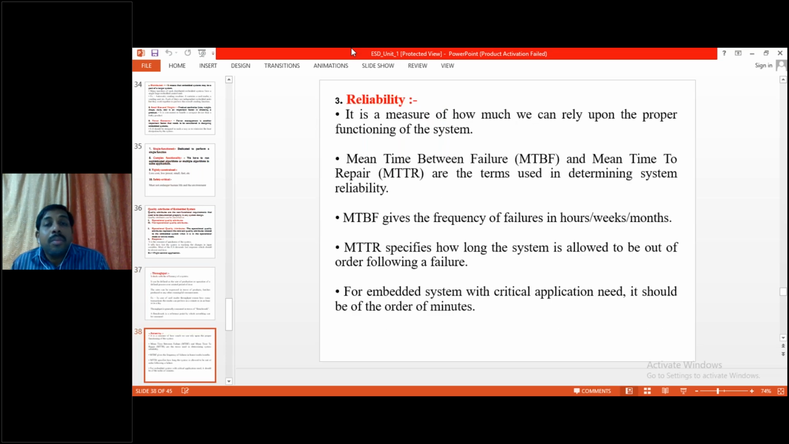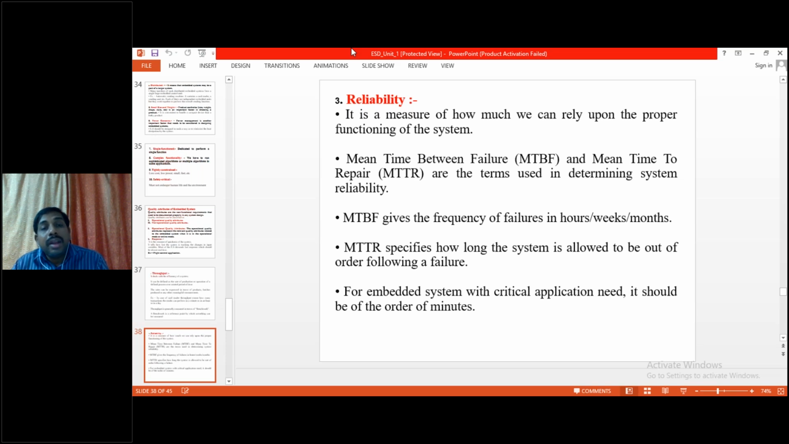Reliability is a measure of how much we rely upon the functioning of the system. Embedded systems are designed to be reliable, but sometimes they may not be performing well. If that is occurring frequently, you may not prefer that embedded system. Those embedded systems which are performing well are the ones preferred. So that is related to the functioning of the system.